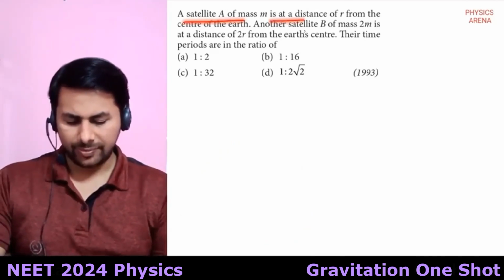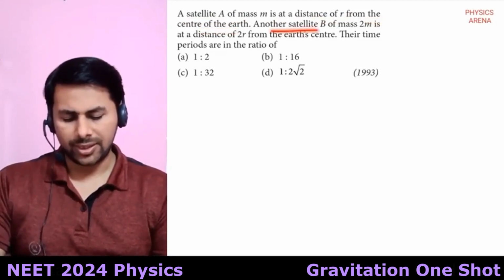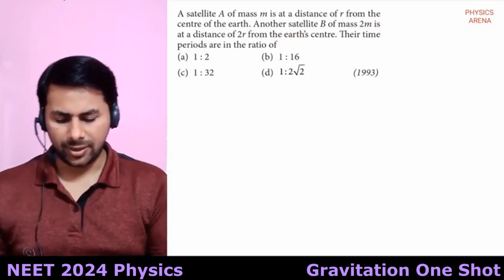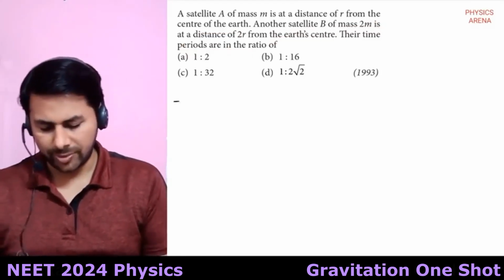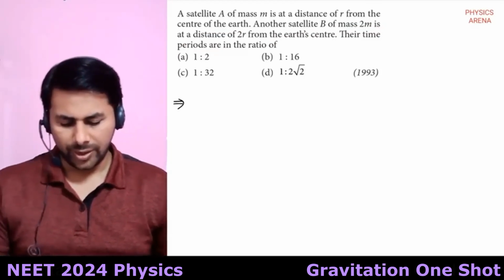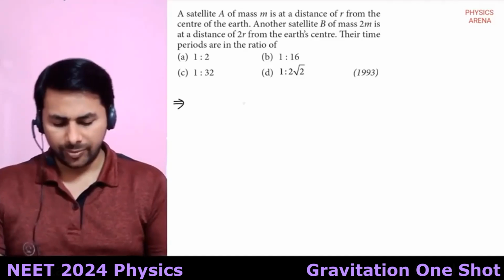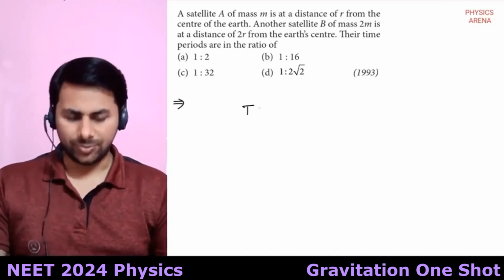Satellite A of mass m is at distance small r from the center of Earth. Another satellite B of mass 2m is at distance 2r from the Earth's center. The time periods are in the ratio of? This is a very simple question. First is at distance r, second is at distance 2r. So T squared is directly proportional to r cubed.